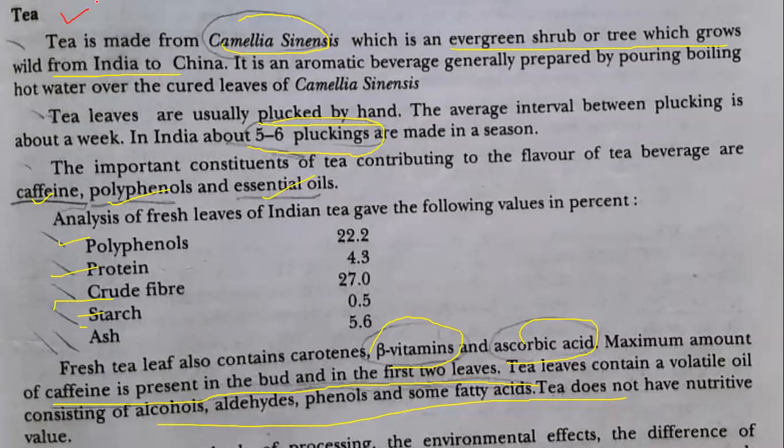So, tea is made from the Camellia sinensis plant, which is an evergreen shrub or a tree which grows wild from India to China. It is an aromatic beverage generally prepared by pouring boiling hot water over the curled leaves of Camellia sinensis.